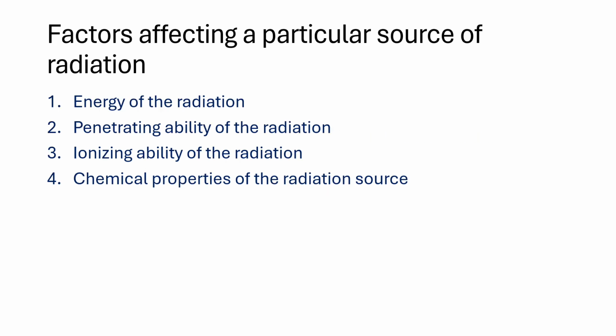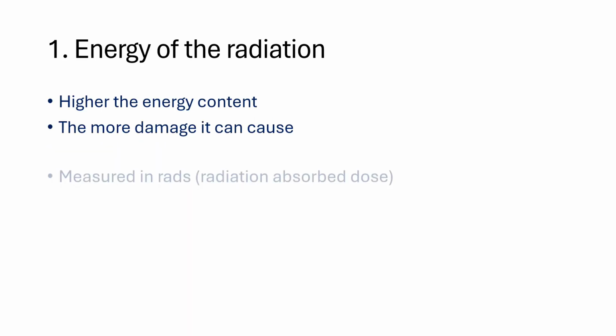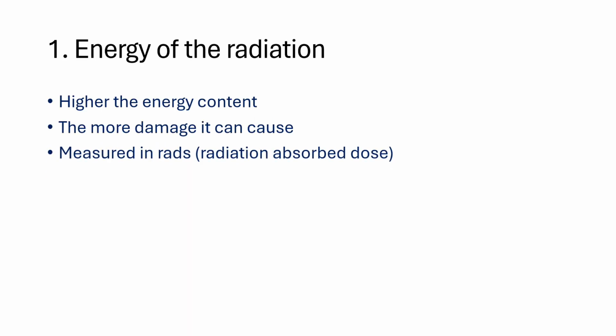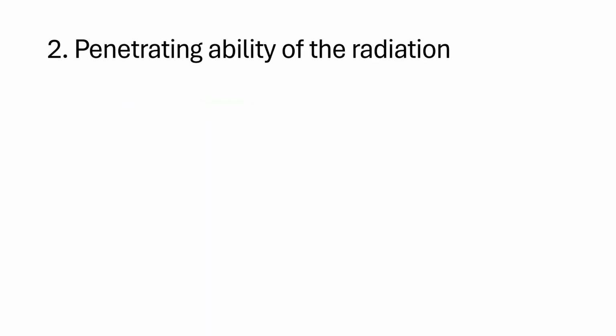There are four factors affecting a particular source of radiation. First is the energy, then the penetrating ability, the ionizing ability, and the chemical properties. For the energy of radiation, the higher the energy content, the more damage it can cause. It's measured in rads, or radiation absorbed dose, and one rad is 10 raised to negative 2 joules of energy deposited.